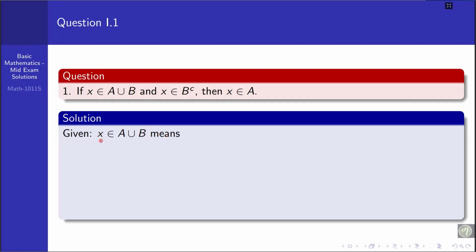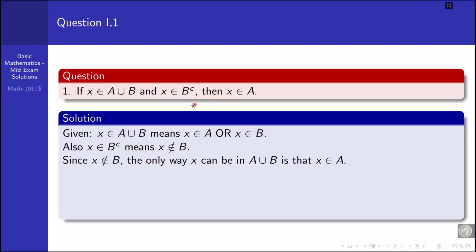this X must be an element of either of these two sets, that is, X is an element of A or X is an element of B. Or X can be a common element of A and B both. So also X is an element of B complement means X is not an element of B. So if X is not an element of B and if X is an element of the union of A and B, the only possibility for X to be within the union of these two sets is that X must be an element of A.